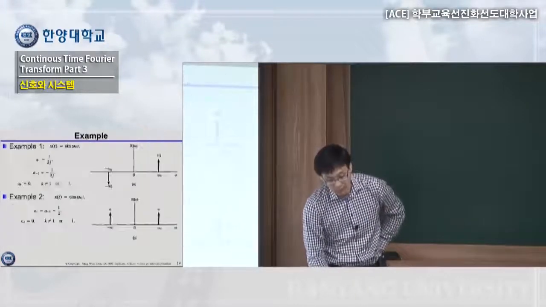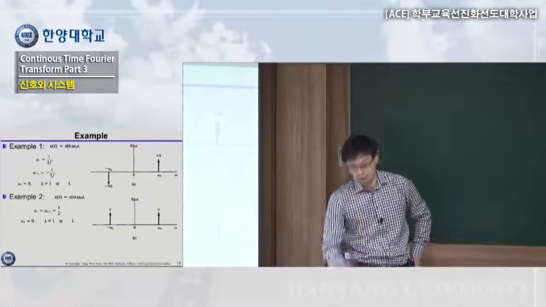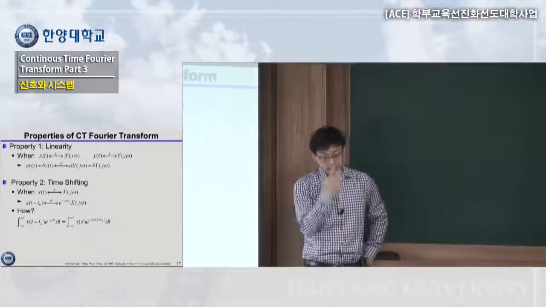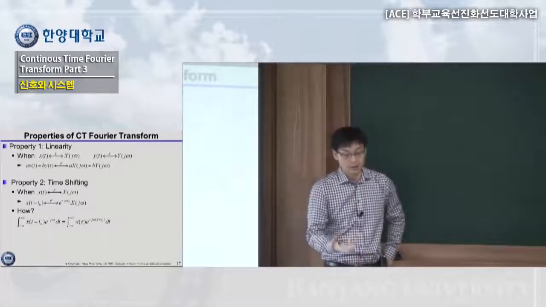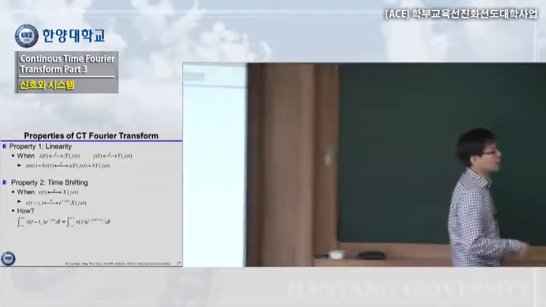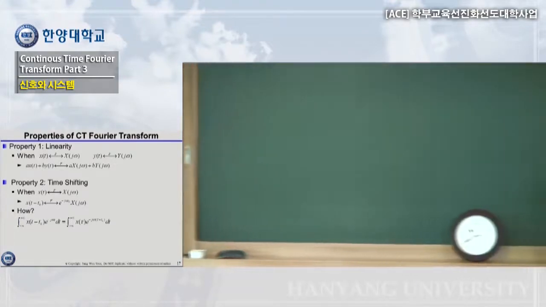And then we have solved several simple problems and began to learn the properties. So we have learned there is linearity, and time shifting, which is given as, if they shift by t0, they will come as e to the minus j omega t0 in here.